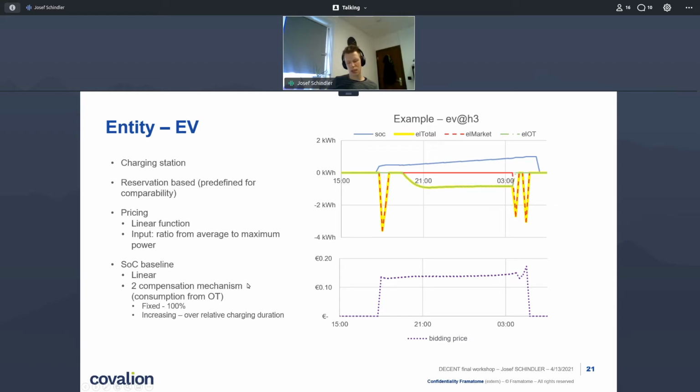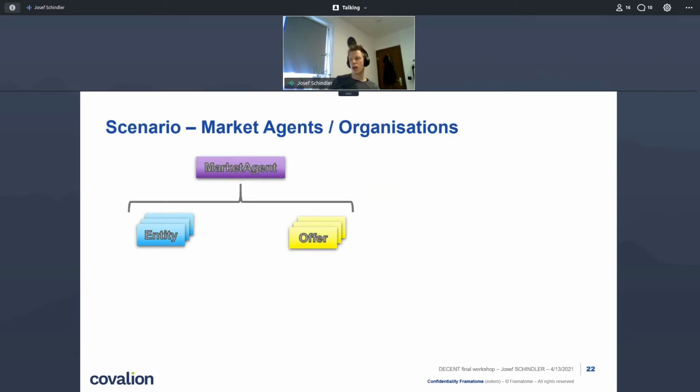We altered the compensation mechanism during the simulations. In the first two simulations, we took a fixed compensation, so the state of charge baseline was such that if there were unmatched bids, they were completely bought from the outside trader. On the other side, we made a more flexible approach in simulations C and D. Again, there were two different scenarios for that.